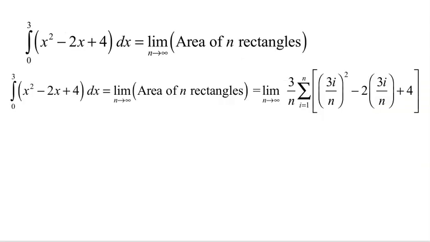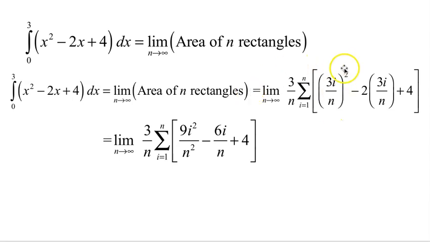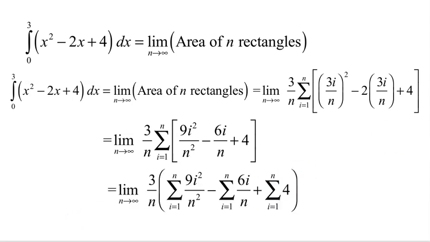So we've got to do some algebra. What's next? 3i over n squared, 9i squared over n squared, 2 times 3i over n, 6i over n plus 4. Next up, the sum of each of these three pieces is the sum of the first piece minus the sum of the second piece plus the sum of the third piece. So we think in a sense of the summation sort of distributing, behaving kind of like that. The sum of the sum is the sum of the sums.